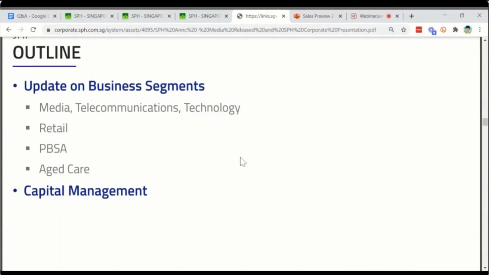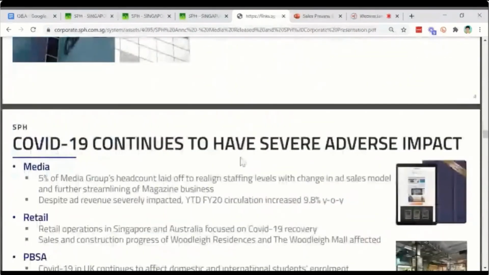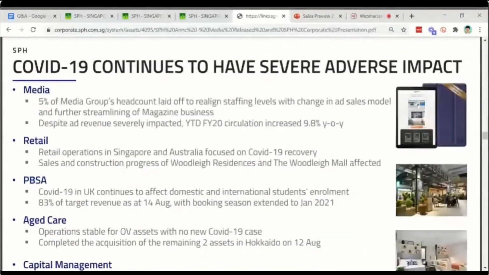So what happens is that okay, if I were to scroll down, the media business is facing what we call a structural decline, and then they have all the headcount layoffs and things like that. Ad revenue are also severely impacted. So media business is like the legacy business that is still not turning around despite their digitalization efforts.